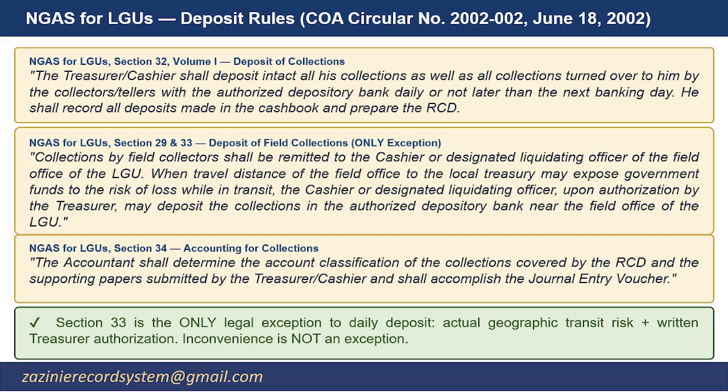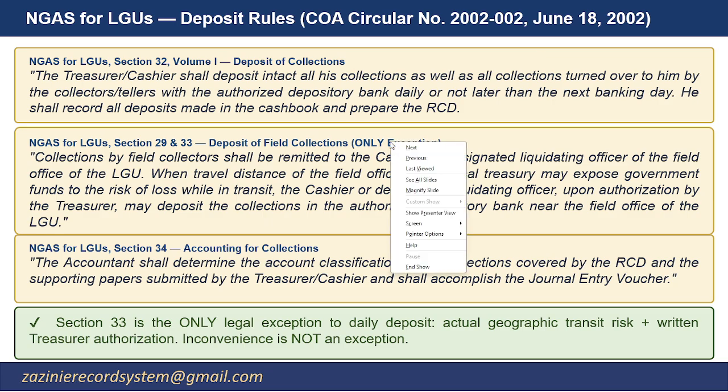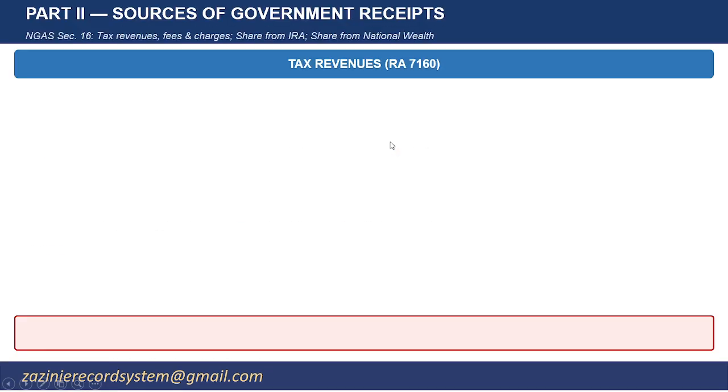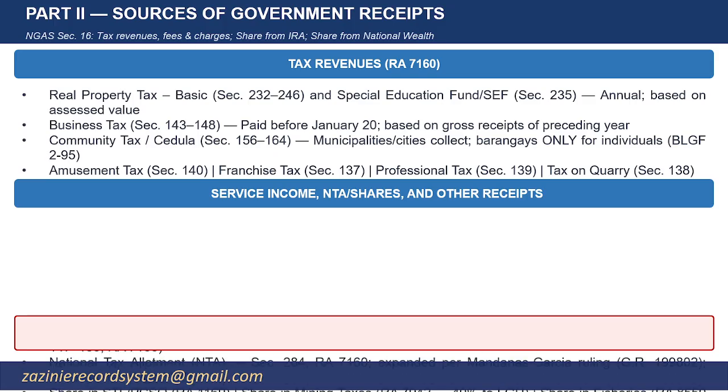This is the only recognized exception in this entire body of law, and it requires two conditions together: genuine documented geographic distance and written authorization from the treasurer. Mere inconvenience, a busy schedule, or forgetfulness are never sufficient. Without both conditions documented, the ordinary daily deposit rule applies in full. Next slide. Part 2. Sources of government receipts.